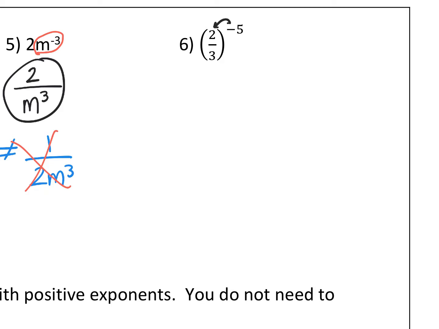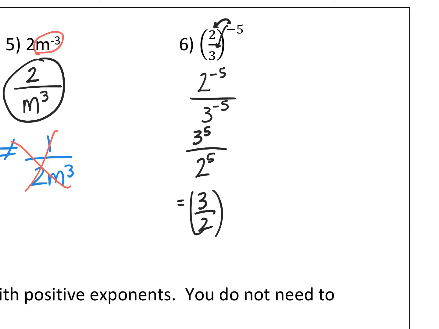Okay, so now this brings in a rule from before. So when we have an exponent on the outside, we need to apply it to both of those things. So it becomes 2 to the -5 over 3 to the -5. And then I need to exchange places with it because the 2 needs to come down to the bottom and become positive, and the top 3 needs to go to the top. So I have 3 to the 5 over 2 to the 5, which is the same as 3 over 2 to the 5, but you could just leave it either way.